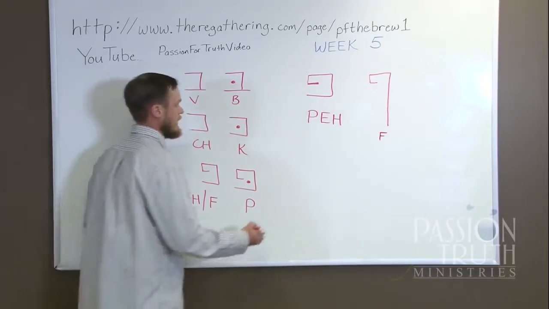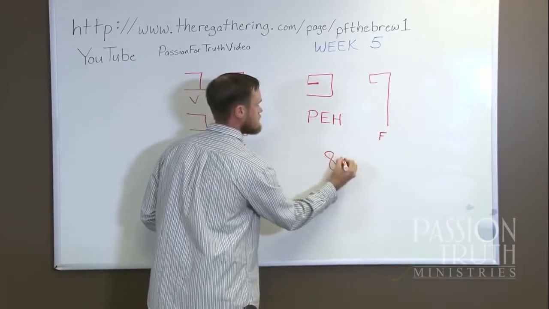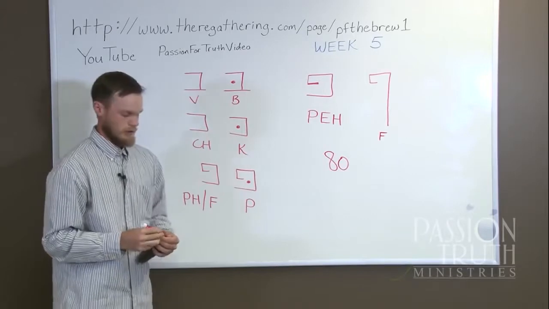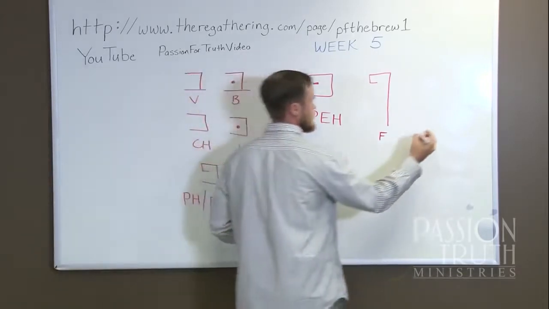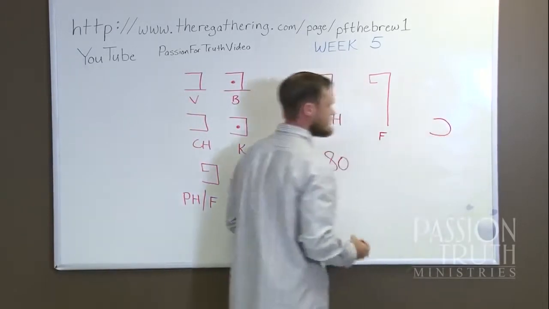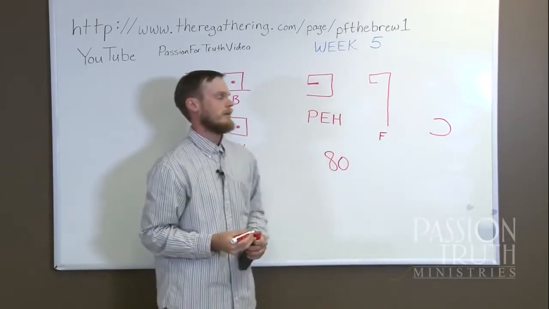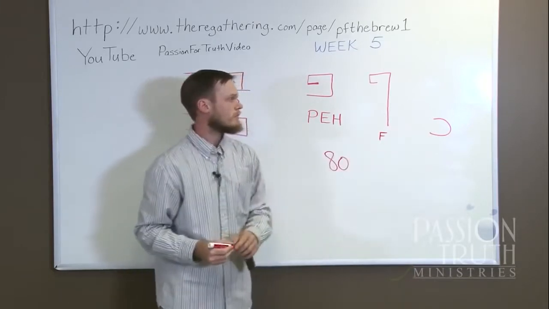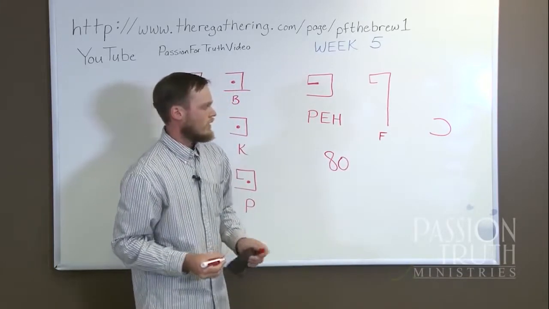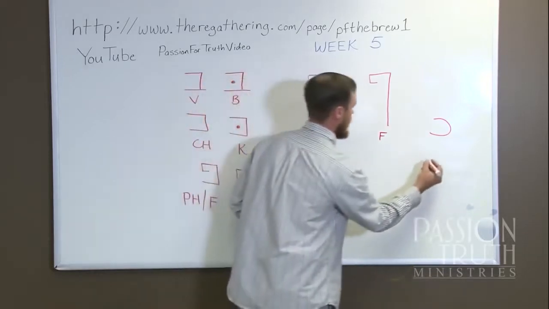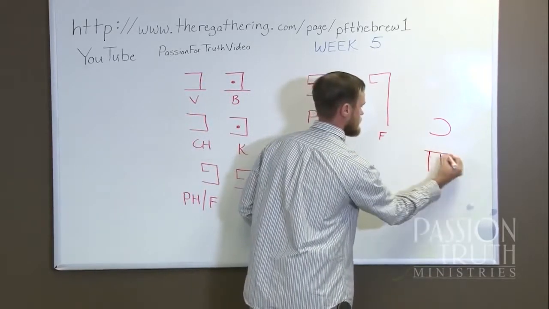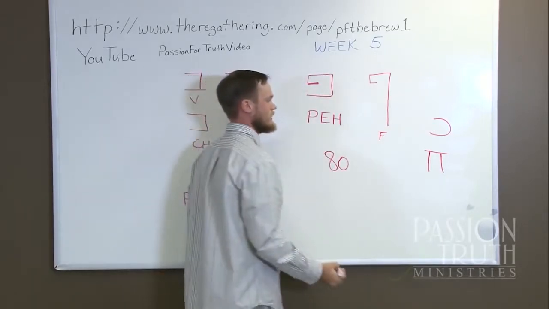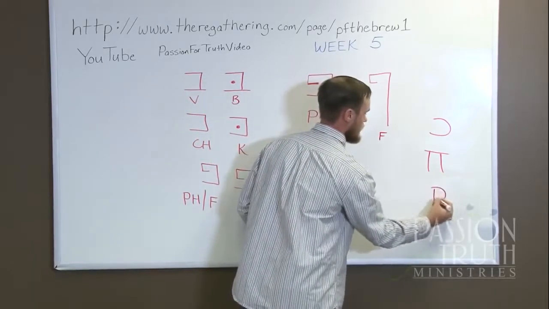The numerical value of Pe is 80. And in Paleo-Hebrew, Pe looks something like this. The Hebrew word pe means a mouth, and that is what this is depicting, a mouth. Pe became the Greek pi that we all know and love, and that eventually became Latin P.